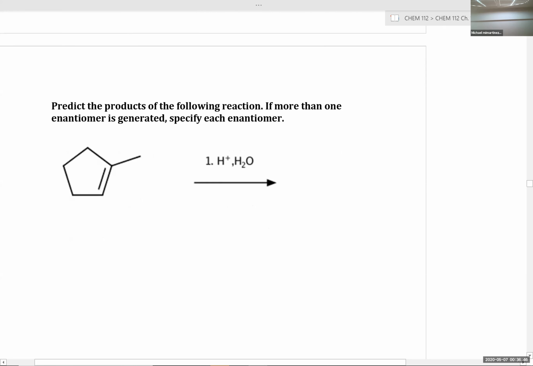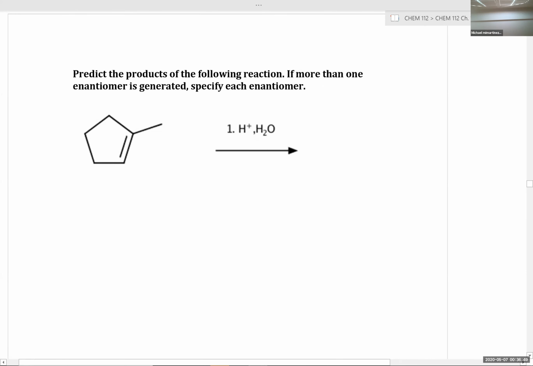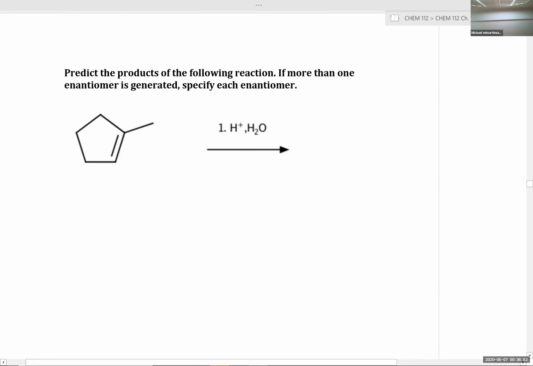So let's try to predict the products of some addition reactions. Let's try to predict the products from the following reaction. If more than one enantiomer would be correct in this case, specify each enantiomer that is generated. Looking at the following molecule, we're doing this under acidic conditions with water. So what type of reaction springs out to us if we're working under acidic conditions and we have a nucleophilic solvent?